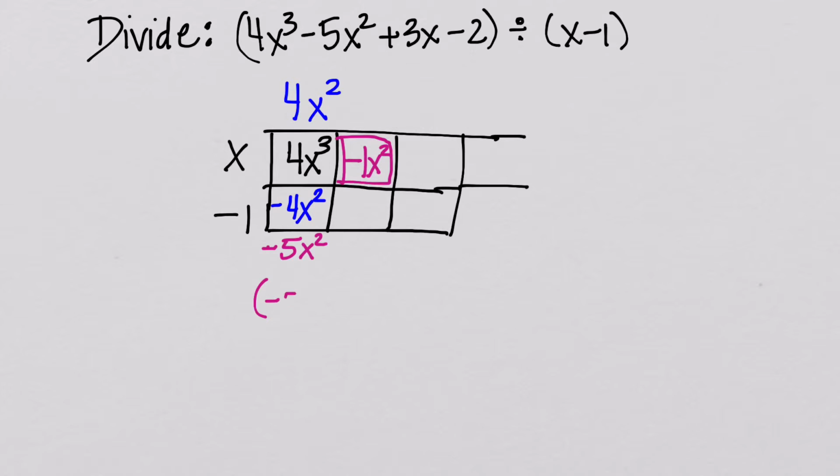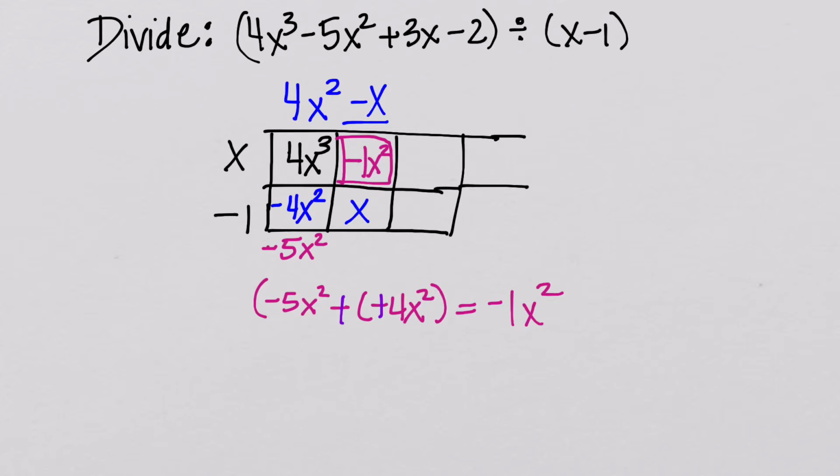The work behind that is that negative 5x squared minus a negative 4x squared would equal, let's see, minus a negative becomes plus, so negative 5x squared plus 4x squared is negative 1x squared. Okay. So now x times what will make negative 1x squared? Well, that would be negative x. So negative x times negative 1 will be positive x.